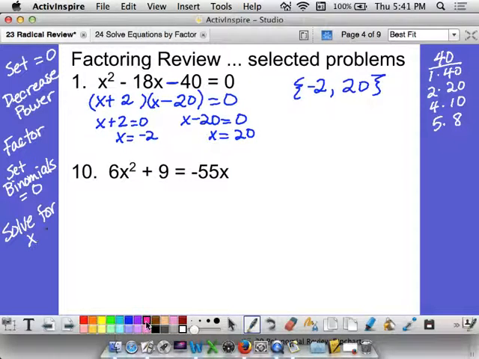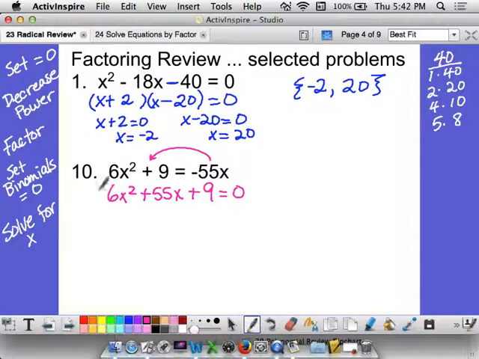All right, number 10. In this case, I have a little bit going on here. First of all, it is not set equal to 0, which is the first thing I'm going to do. Then it needs to be in decreasing power. So I'm going to do 2 steps at one time. I'm going to bring this negative 55x over, and put it in decreasing power all at the same time. So I have 6x squared plus 55x plus 9 equals 0. The negative 55x becomes positive 55x, and I have put it in decreasing power: x to the 2, x to the 1, and the constant.